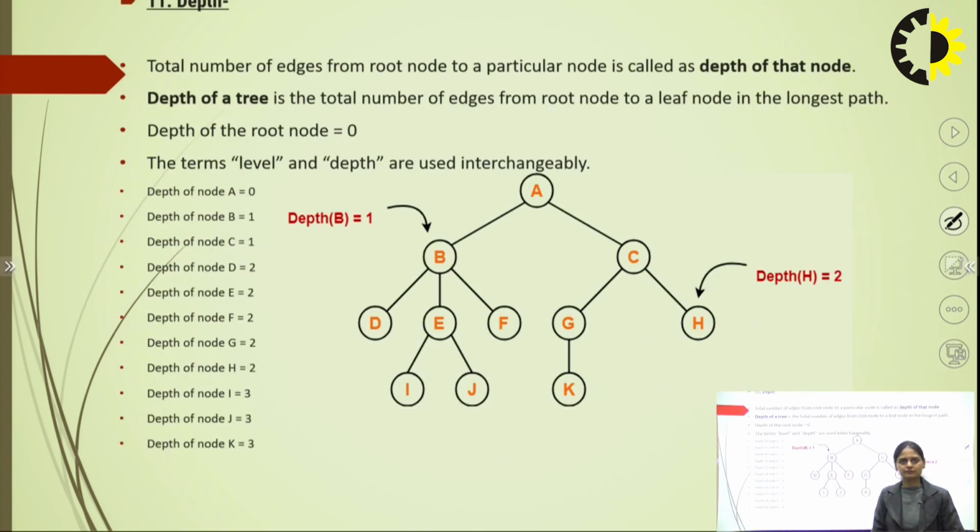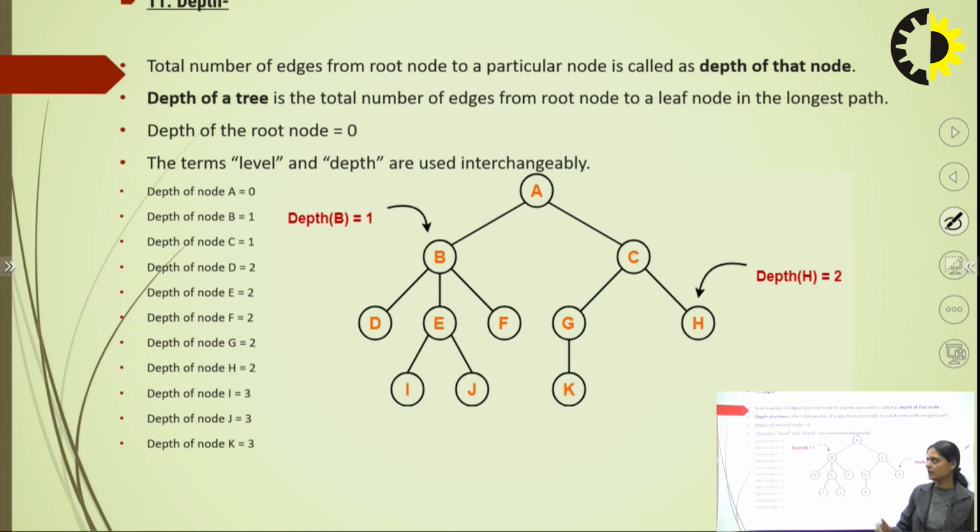Now, as we have discussed the depth of a node and the depth of a tree, now the depth of a root node. As we know, the depth is counted from the root node only. So in this case, the depth of the root node is always 0. This figure is showing the differences. You can see different depths of different nodes.